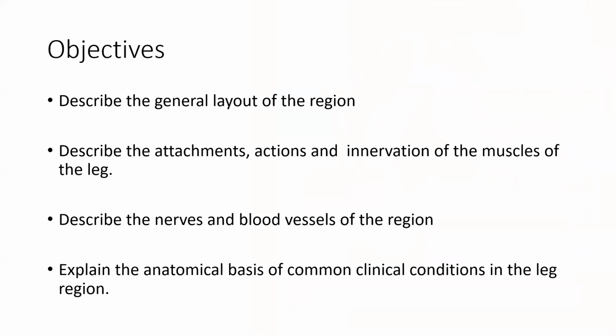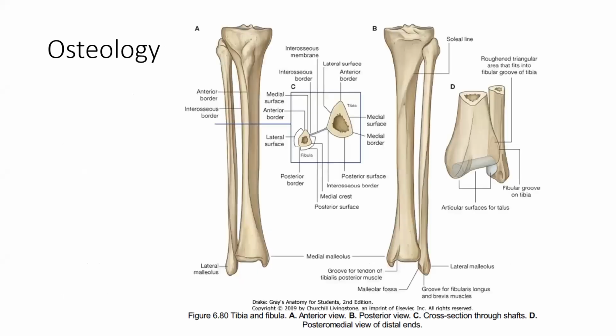The objectives are to describe the general layout of the region, describe the attachments, actions, and innervations of the muscles, describe the nerves and blood vessels of the region, and explain the anatomical basis of common clinical conditions in the leg region. So these objectives have to be covered through the lecture, the practicals, the dissection sessions, and through self-studying. You have to read up on this area.